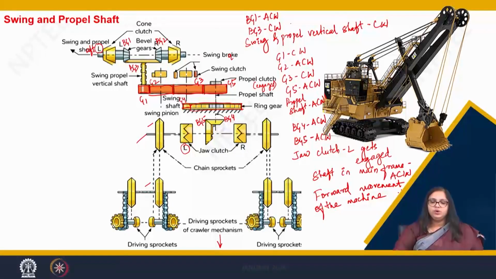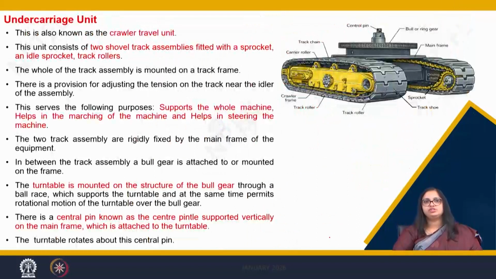So, similarly, when we would disengage the left cone clutch and engage the right cone clutch, the complete direction would be reversed and the machine would move backward. So, this is how the complete power transmission looks like in a shovel. I hope you understood quite well the power transmission that is happening in all the three shafts, that is the crowd and bucket hoist shaft, boom hoist shaft and the swing and propel shaft.